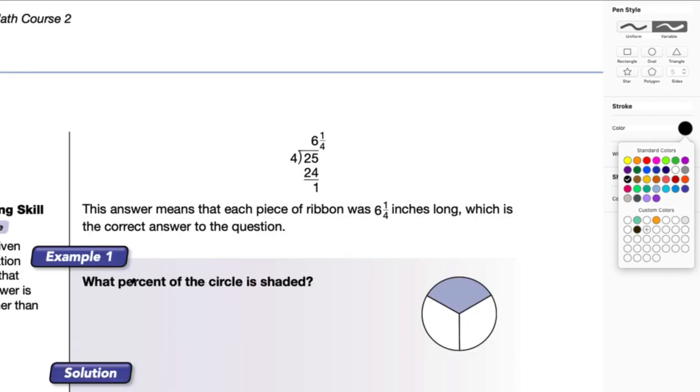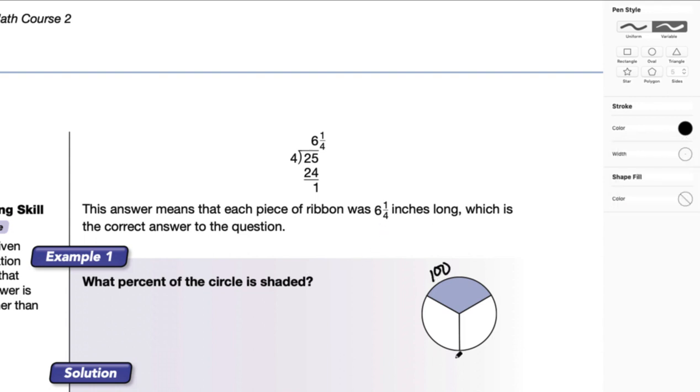All right, let's look at this first example. So remember, we're looking at percentages. It says, what percent of the circle is shaded? Well, we remember that 100% is the whole thing, and we can see that this 100% is being split into 3 equivalent parts. And so we're going to write that as 100% divided by 3.